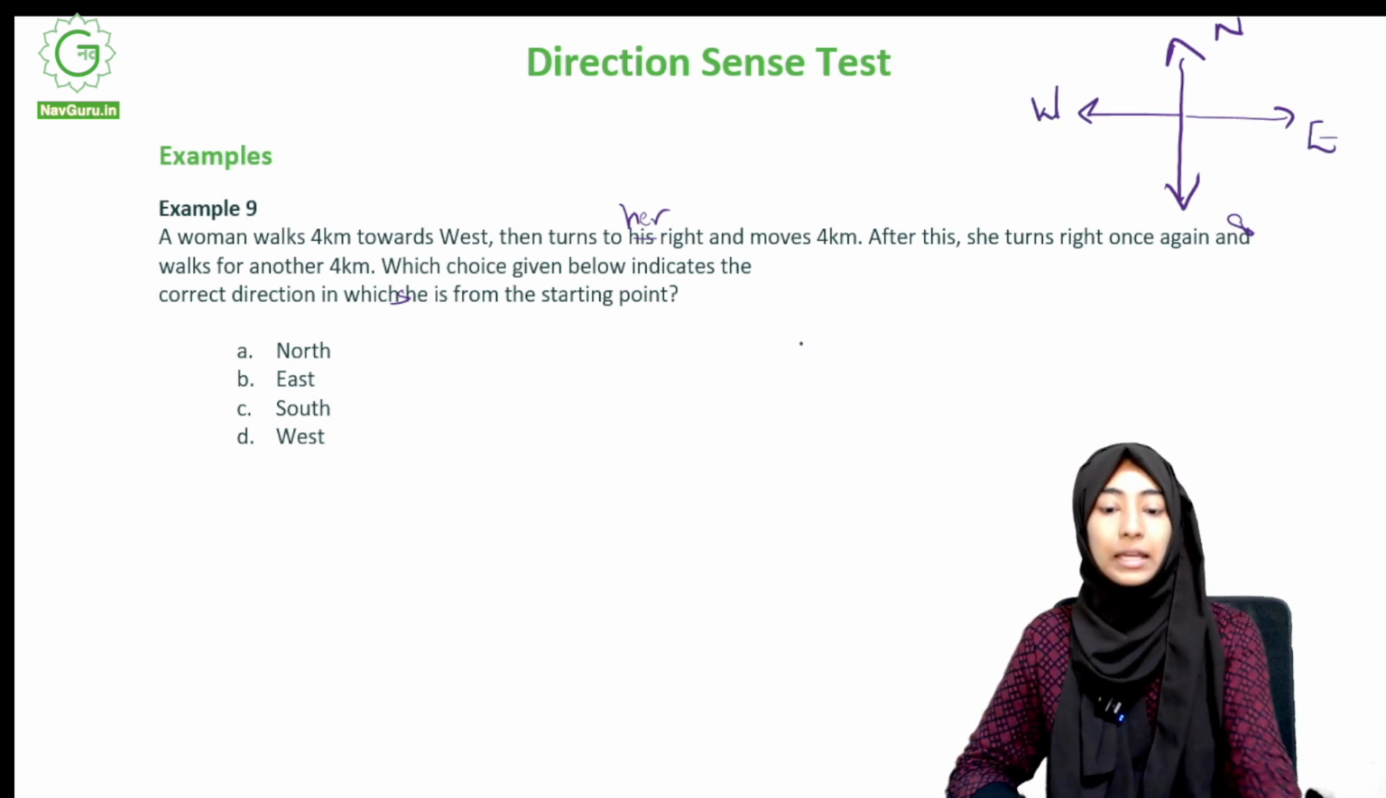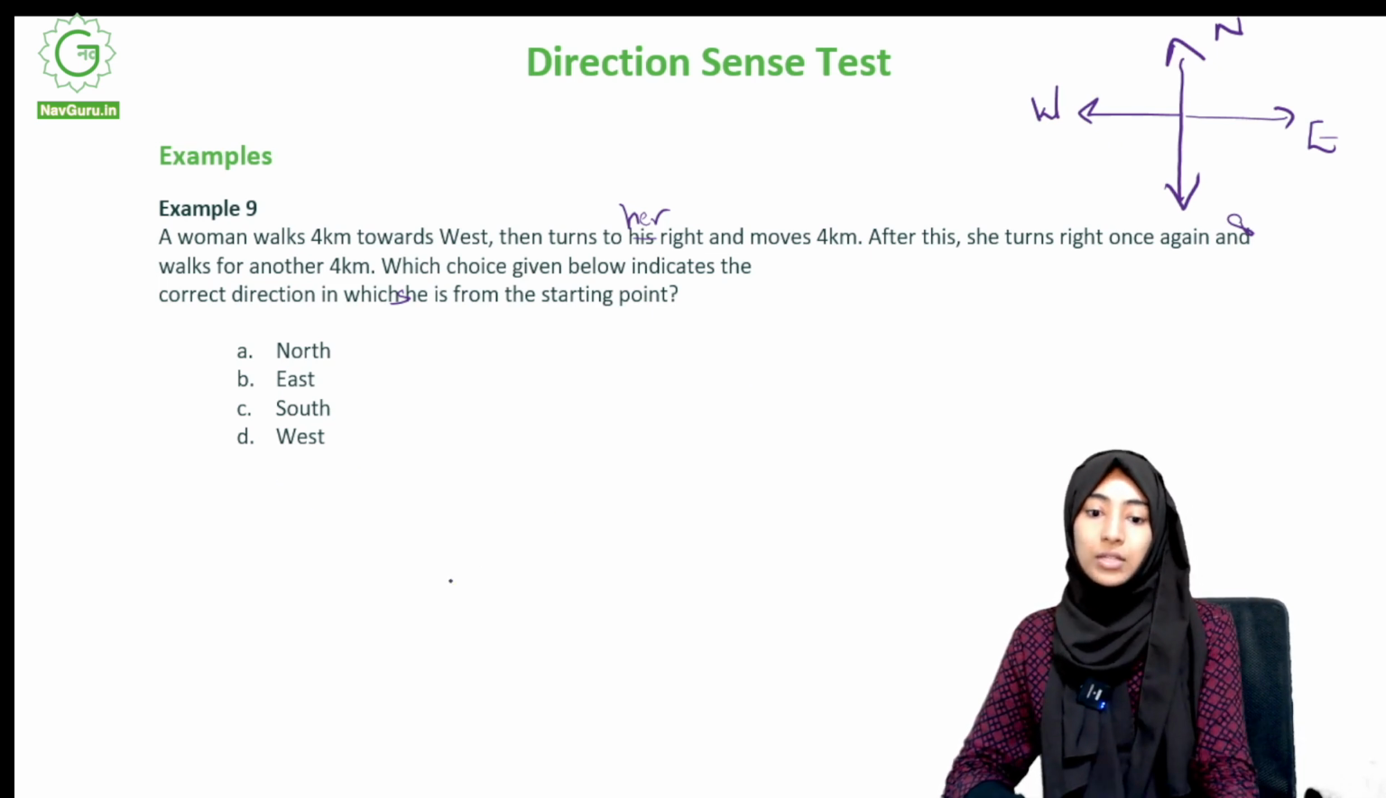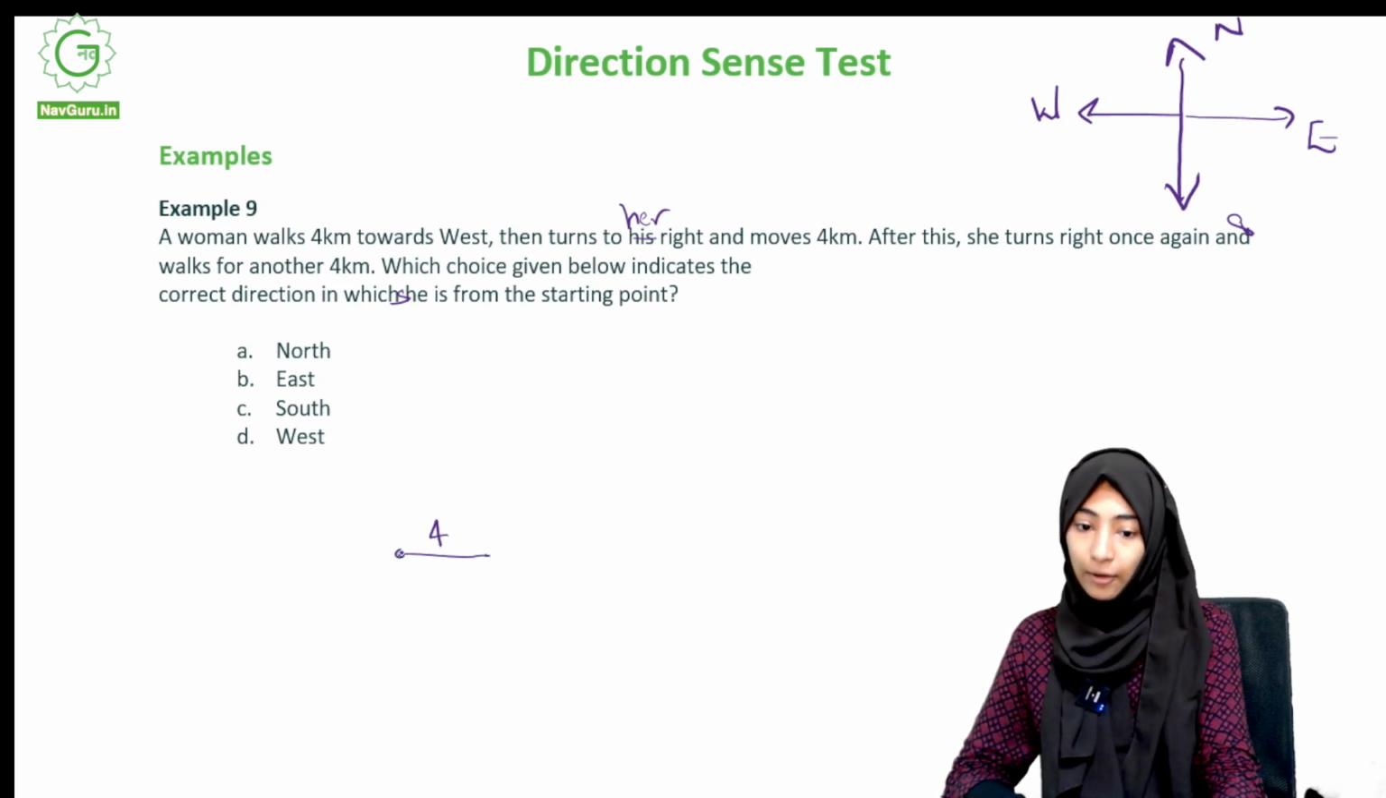Okay. Anyway, so she walks 4 kilometers towards west. West is this direction, right? So let's see, the woman is here. She walks 4 kilometers in this direction. Then turns to her right. Now, okay.